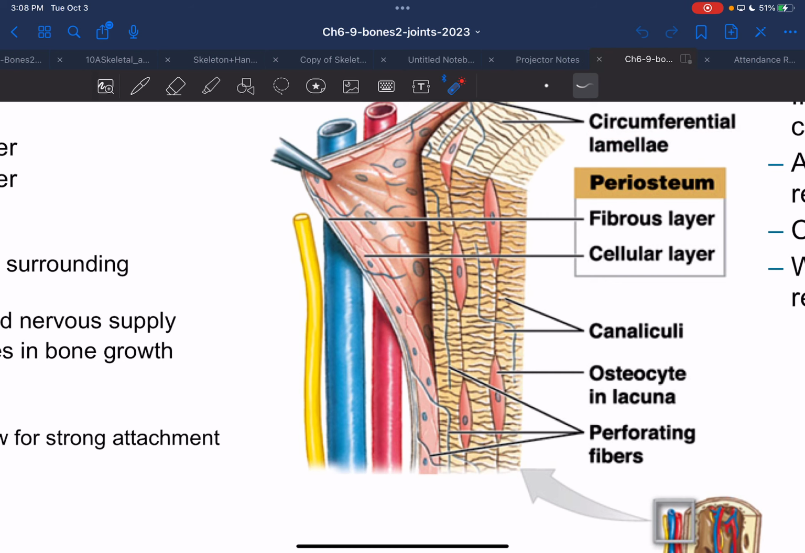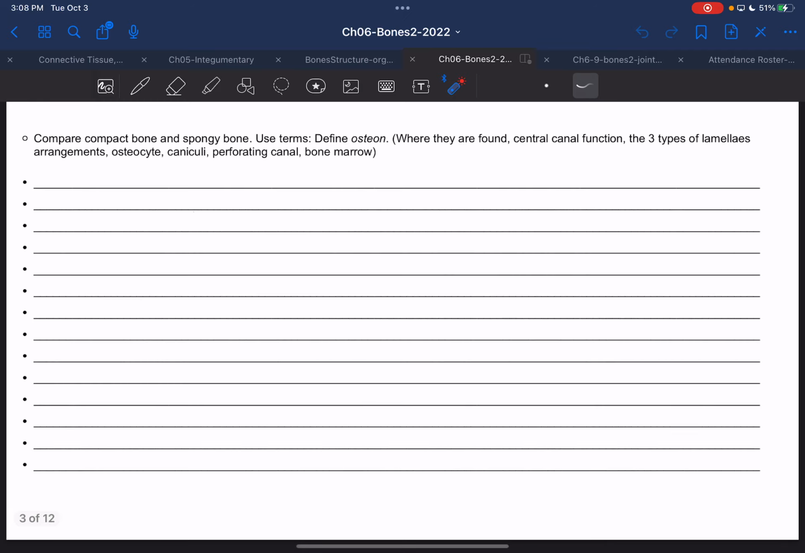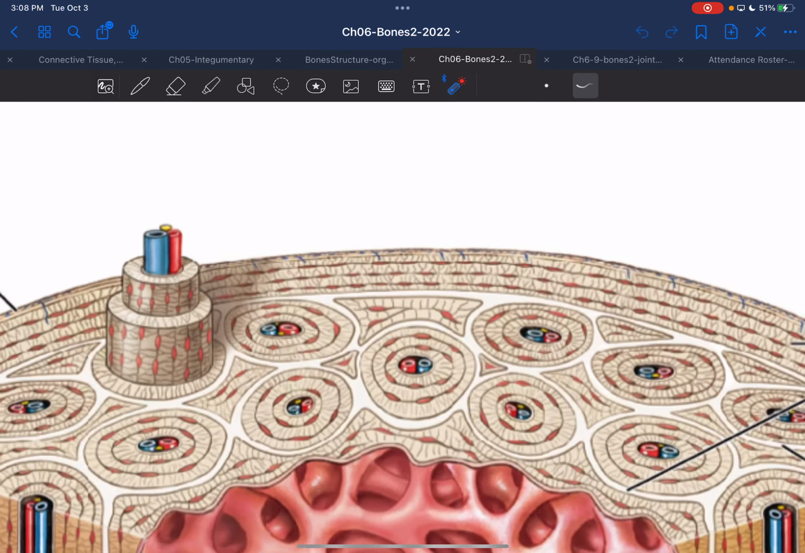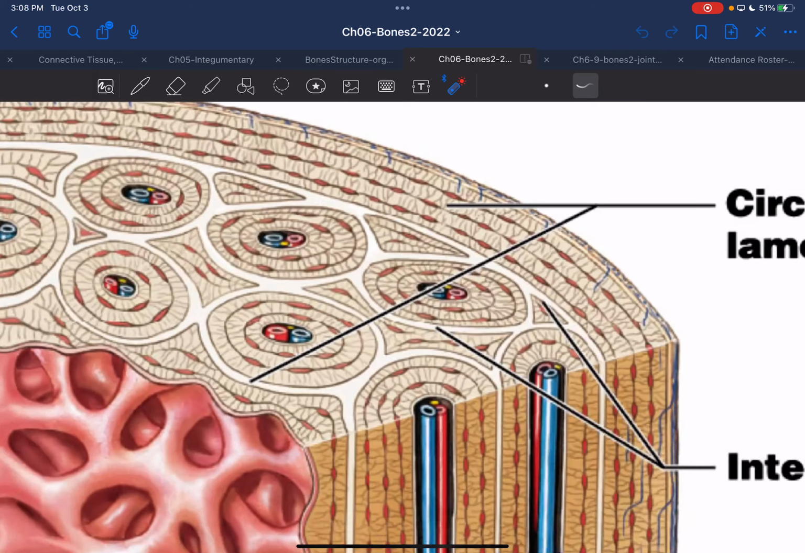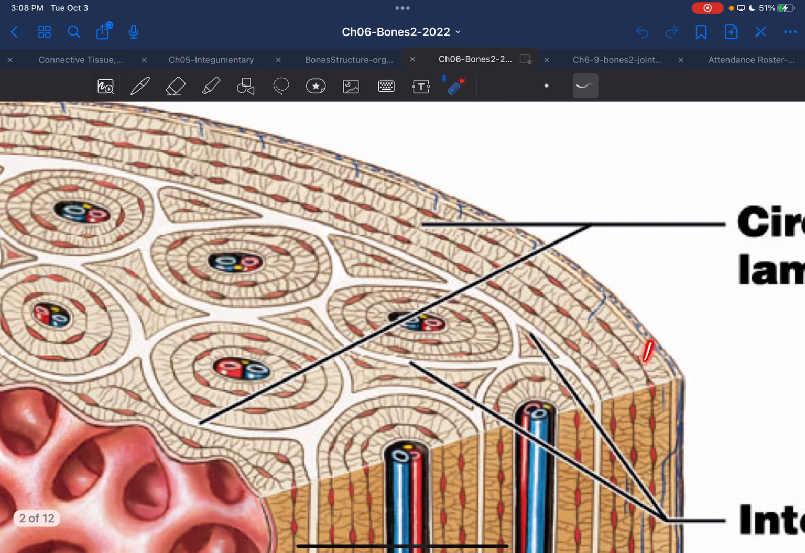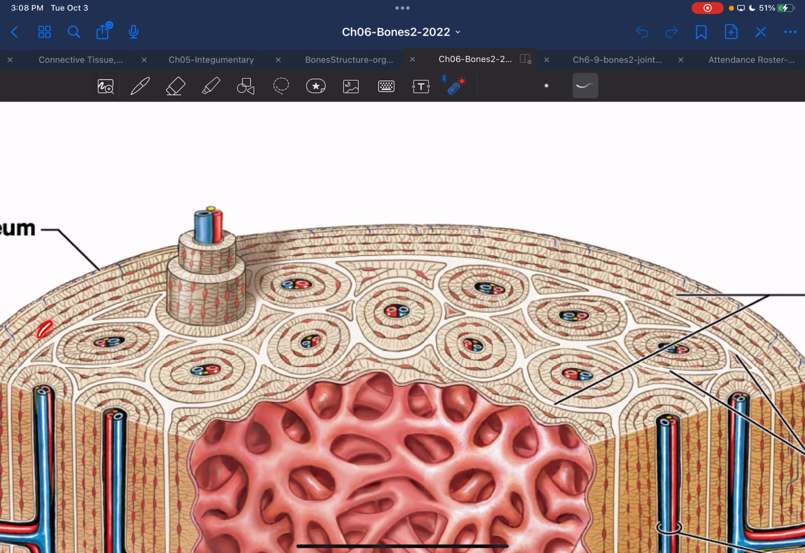And for the sake of consistency, let me close all these slides and I can go back to this. And we can see our concentric lamellae is going to be this outside. So now with your imaginations, you can see that all of these little fibers here are called perforating fibers, all anchored to that circumferential lamellae.